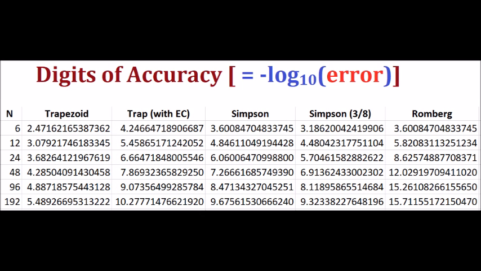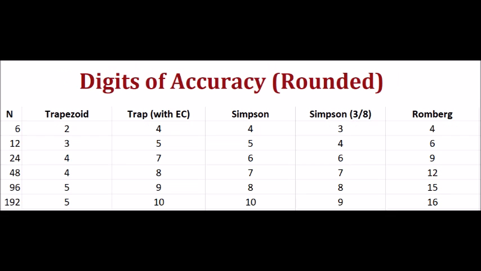Taking the negative base 10 logarithm of each absolute error, these numbers can be obtained. Rounding those logarithmic values to the nearest whole number gives me this data. Remember, this indicates how many digits of accuracy our approximation has compared to the true value. Which methods appear to be more accurate for a given mesh size?